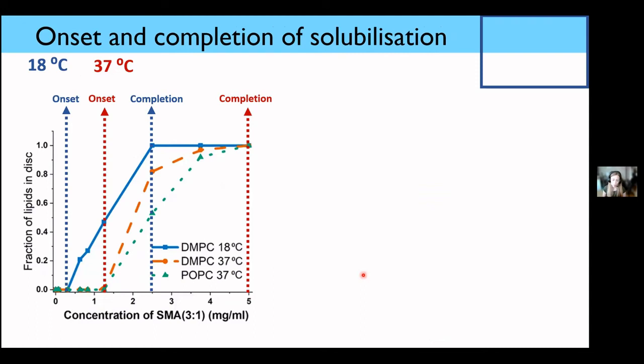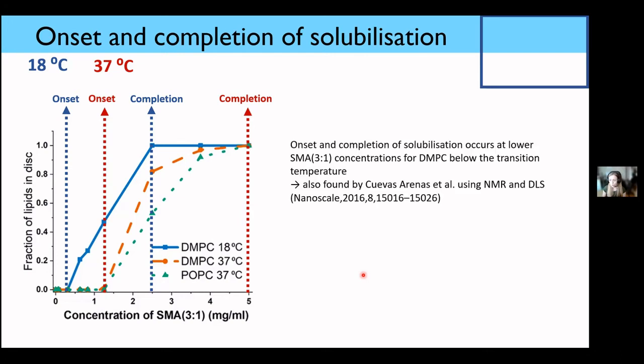Now, this result understandably seems quite counterintuitive. It has, however, been reported for this SMA 3:1 polymer before with DMPC. And as I mentioned, it's also quite independent of our model analysis. So I feel like it's a pretty reliable result.